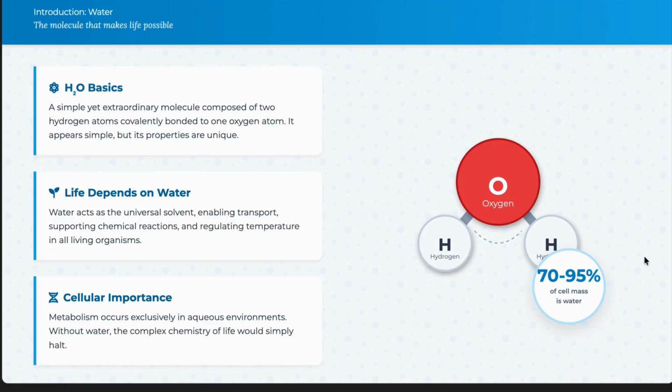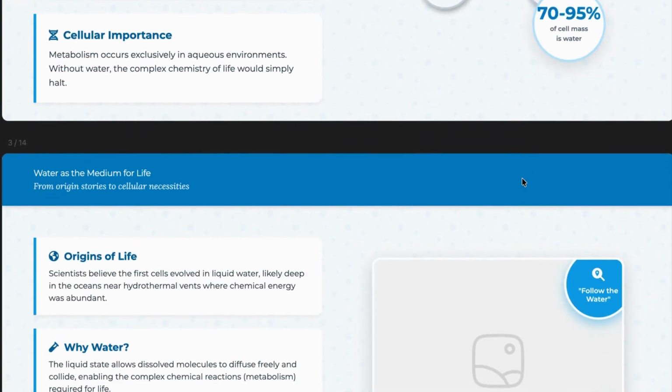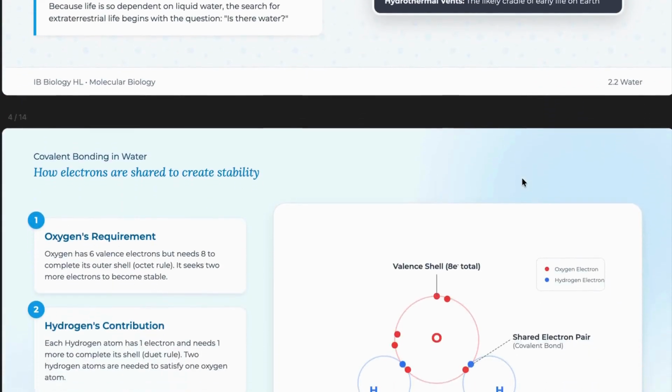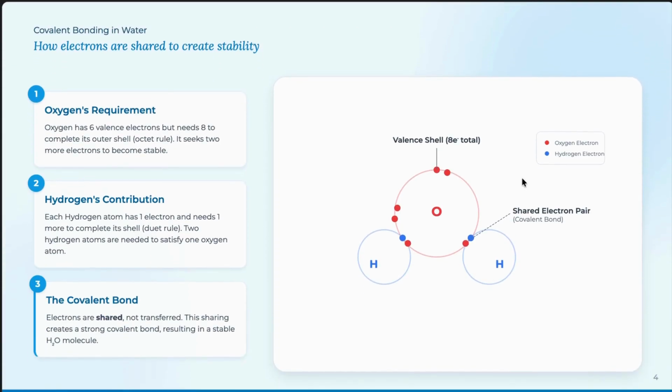But what makes water so special? The answer lies in its bonding and structure. Let's zoom into a single water molecule. Water contains one oxygen atom and two hydrogen atoms. Oxygen needs two electrons to complete its outer shell. Each hydrogen needs one electron, so they share electrons. This sharing forms a covalent bond.